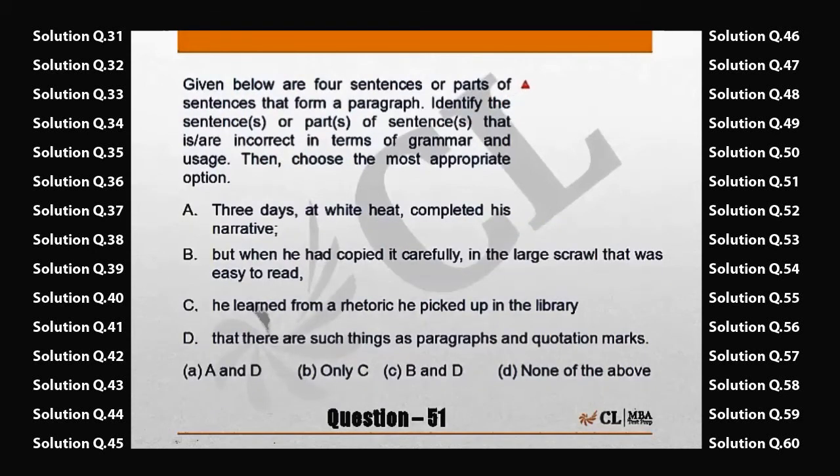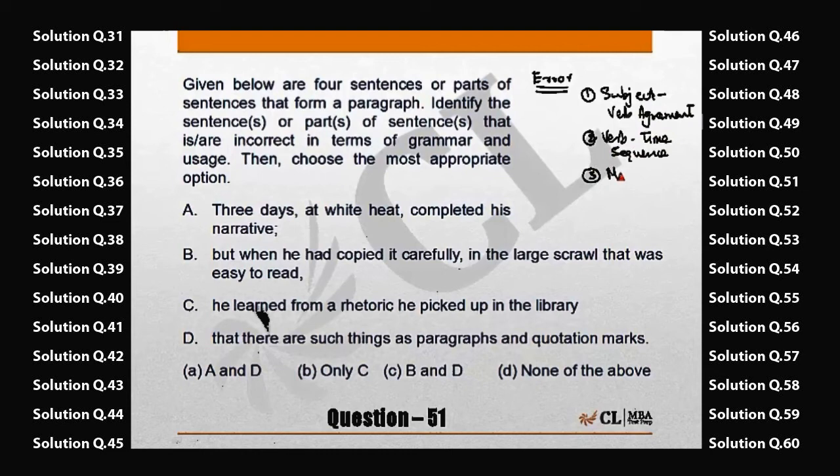Question number 51 is on grammar. We'll have to spot the error. Even if you're not very good in grammar, like how I am, at least you must understand how to spot errors. There are a few errors that you must know. One is about subject-verb agreement, verb tense, time sequence, errors that happen in modifiers, comparison, parallelism, pronouns, idioms. At least these basic errors.